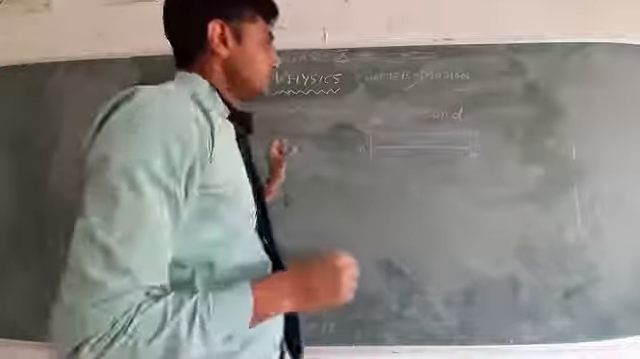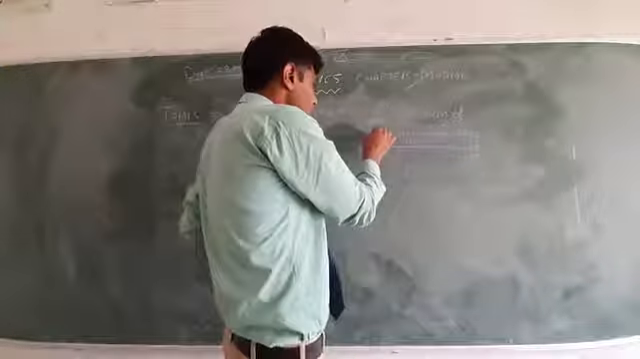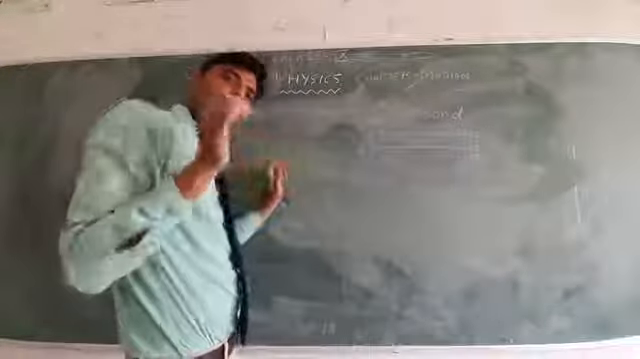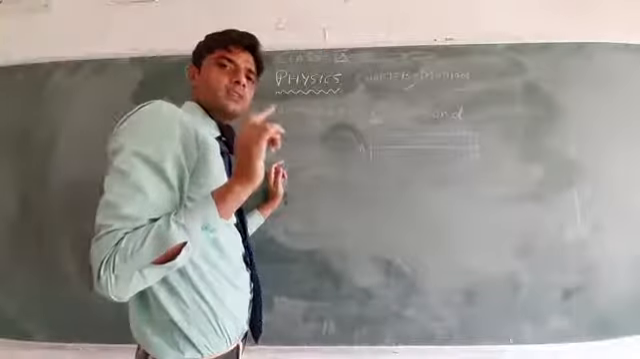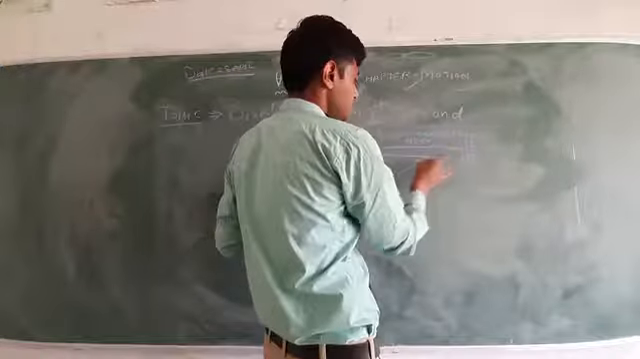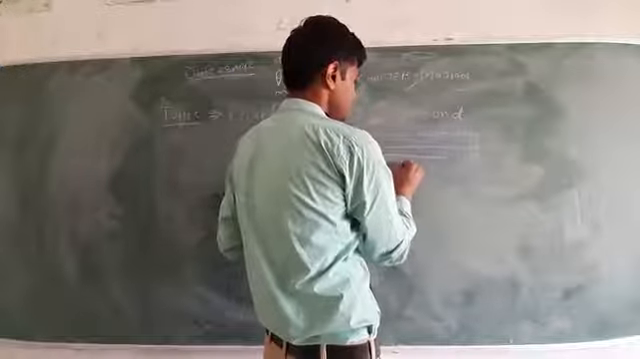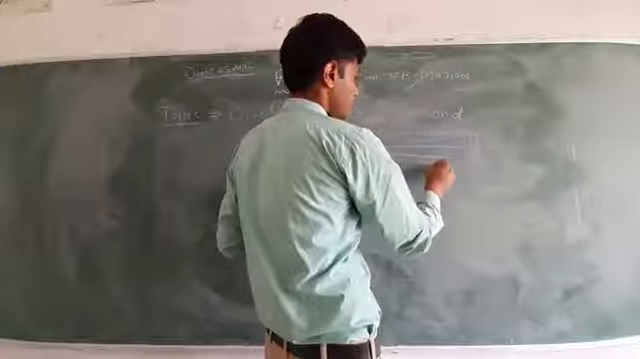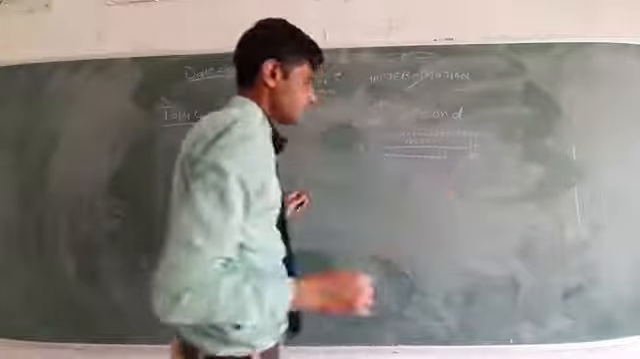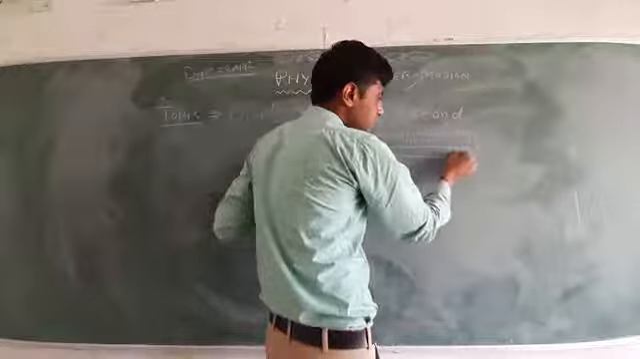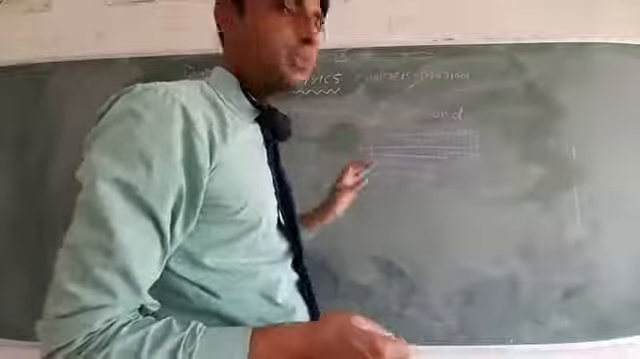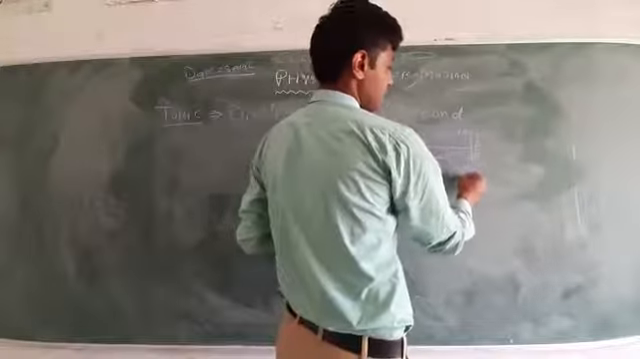Okay, if the displacement of this object after n minus 1 second is this, then this is the displacement after n minus 1 second. So this is the displacement travelled by the object in the particular nth second.